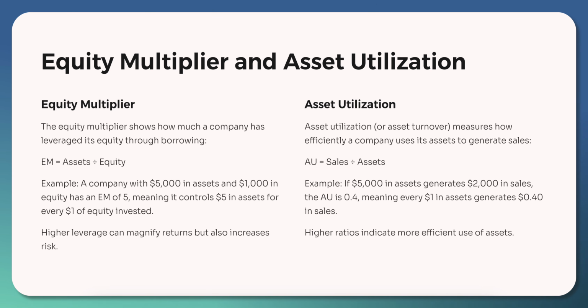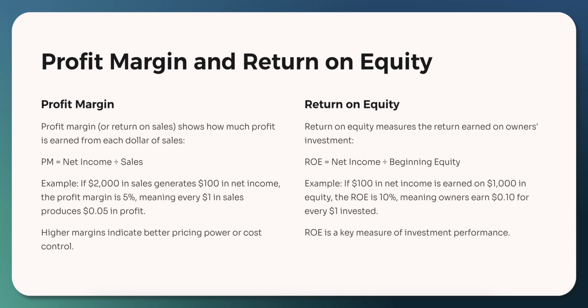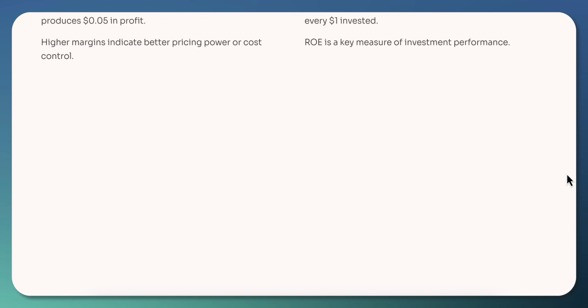The equity multiplier, again, is assets divided by equity, and the asset utilization is sales divided by assets. Profit margin, again, is very important, one of the most important parts. You want to make sure you have a good profit margin, which shows how much profit is earned for each dollar of sales. And the return on equity measures the return earned on the owner's investment. So if you invested your own money, how much money are you getting back?